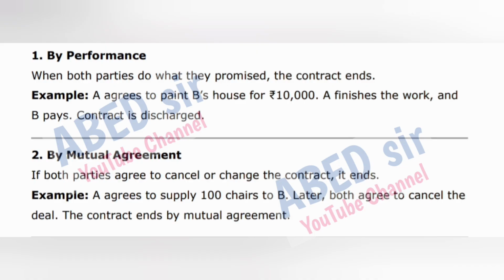Contract is discharged. 2. By mutual agreement. If both parties agree to cancel or change the contract, it ends. Example, A agrees to supply 100 chairs to B. Later, both agree to cancel the deal. The contract ends by mutual agreement.